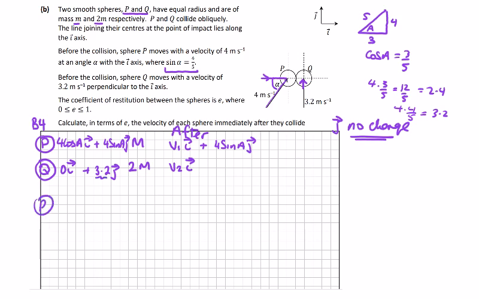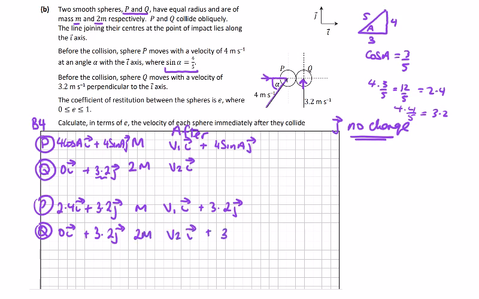P is 2.4 in the i plus 3.2 in the j, mass of m, and it will be v1 in the i plus 3.2 in the j afterwards, and Q is 0 in the i plus 3.2 in the j, has a mass of 2m, and will be v2 in the i plus 3.2 in the j afterwards.